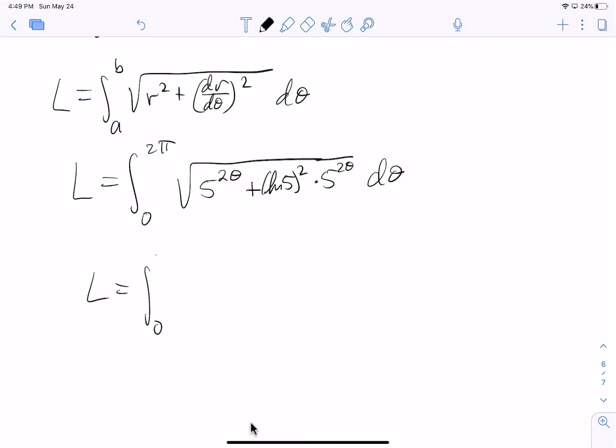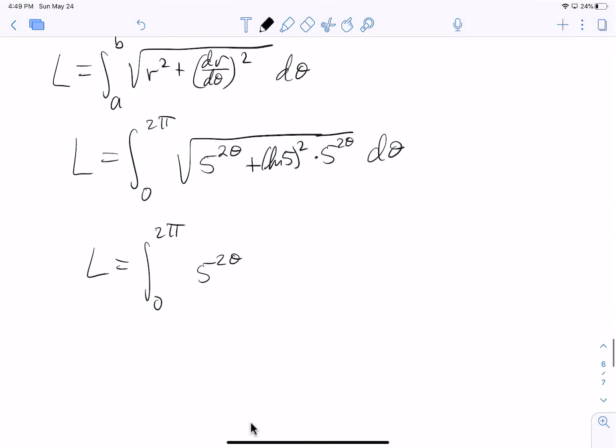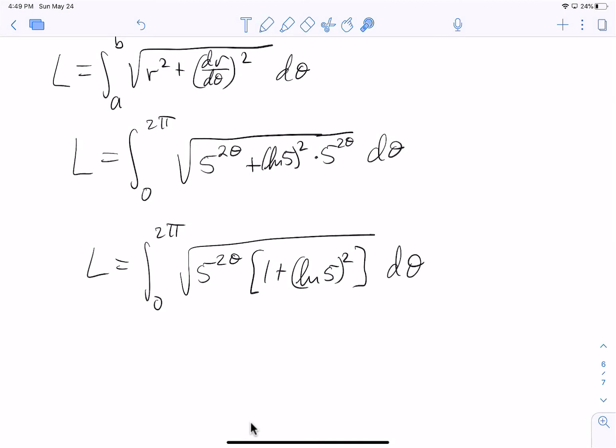Inside the square root, we can factor out 5 to the 2 theta, and we're left with 1 plus the natural log of 5 squared inside the square root times d theta. I want to point out here, natural log of 5 squared is not the same thing as the natural log of 5 with an exponent on 5. What we have is whatever the natural log of 5 is, that result is going to be squared. That's what this represents inside the square root.